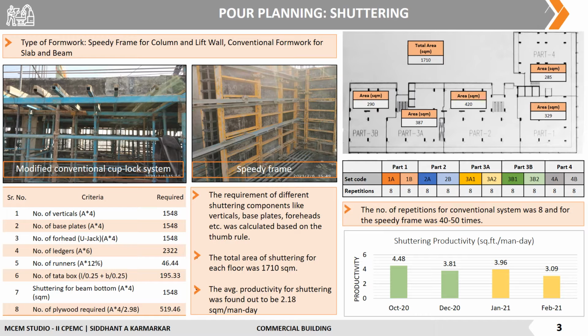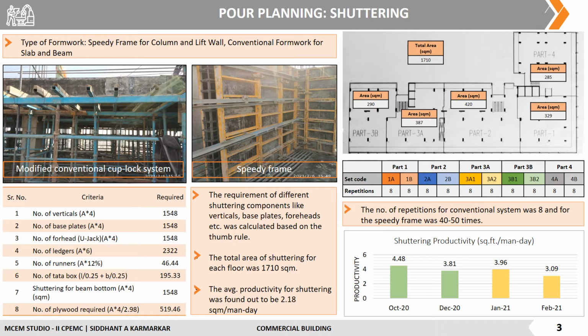Shuttering calculations for pour planning. The entire site was divided into 5 parts and the total area was 1710 square meters. On our site, the type of formwork used was speedy frame work for column and lift wall and modified conventional cup lock system for slab and beam shuttering. The table here shows the requirement of different shuttering components as per thumb rule calculations.